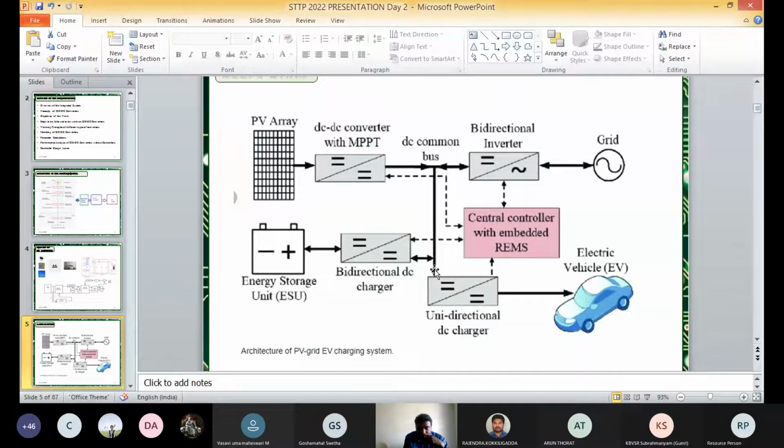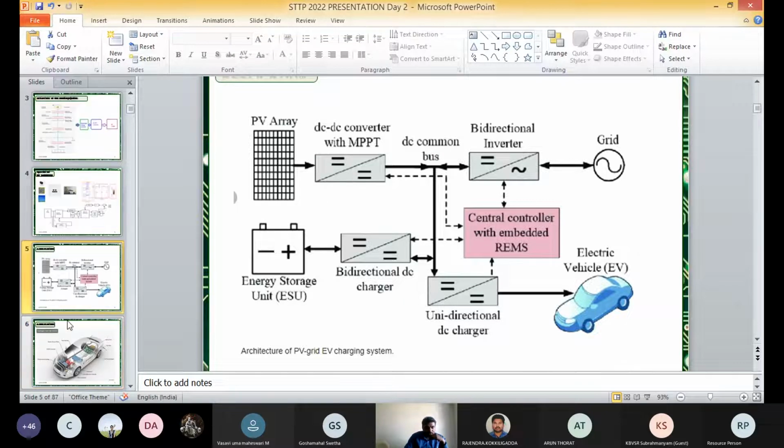That's why we are using the DC bus. With the help of the unidirectional charger, we are trying to charge that one. And if we have excess power with us, with the help of the bidirectional DC charger, we store some DC power in the battery. So like that, here also there is a requirement of some DC to DC converter.